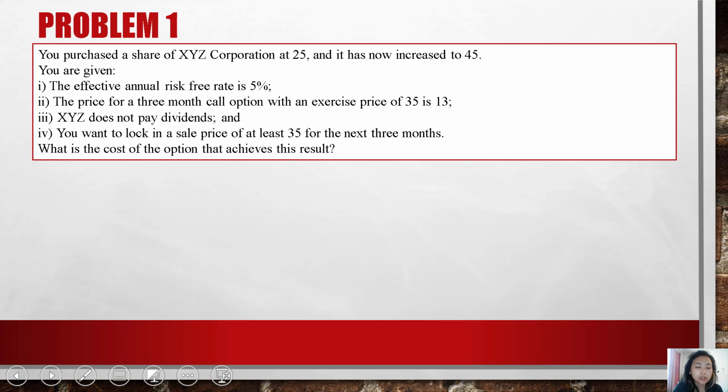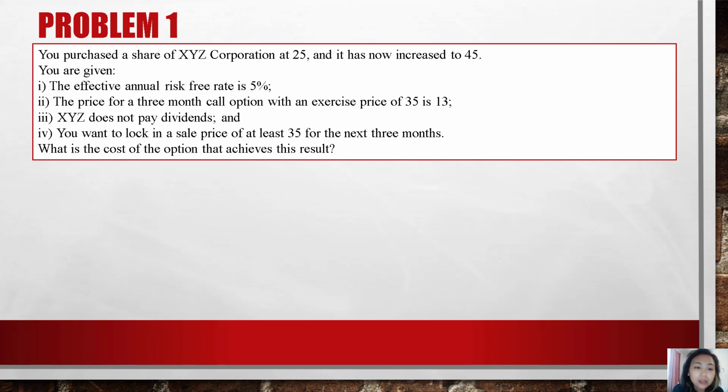You bought a share of XYZ Corporation at $25 and it has now increased to $45. You're given the effective annual risk-free interest rate is 5%. The price for a 3-month call option with an exercise price of $35 is $13. XYZ does not pay dividends and you want to lock in a sale price of at least $35 for the next 3 months. What is the cost of the option that achieves this result?